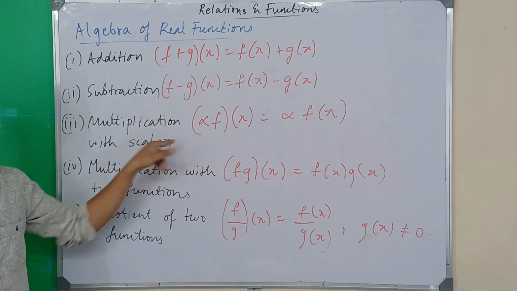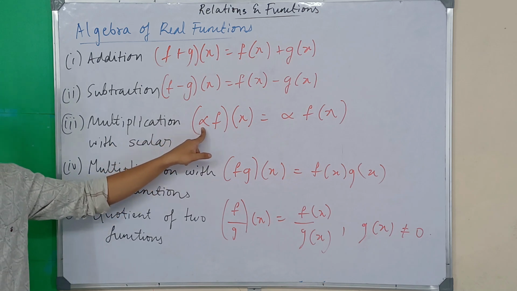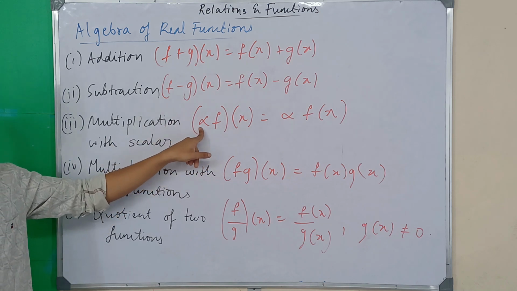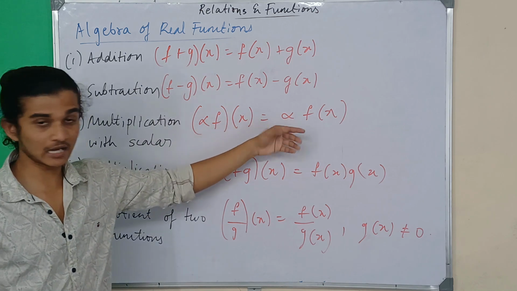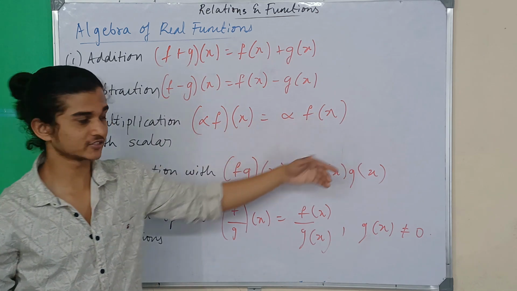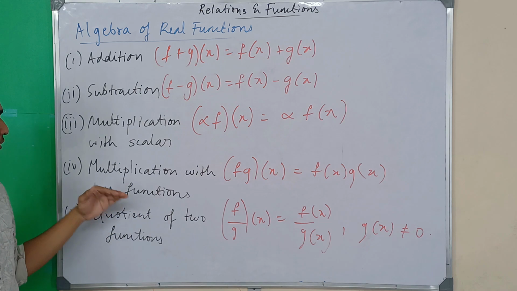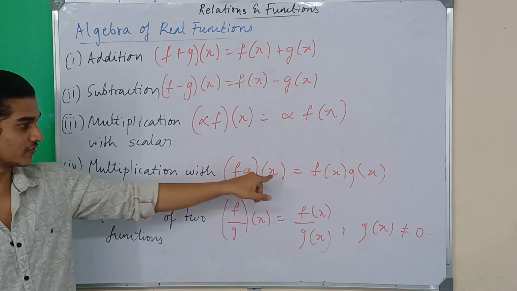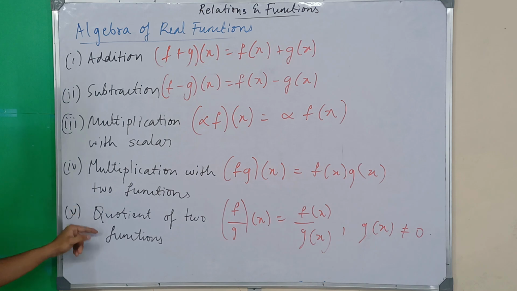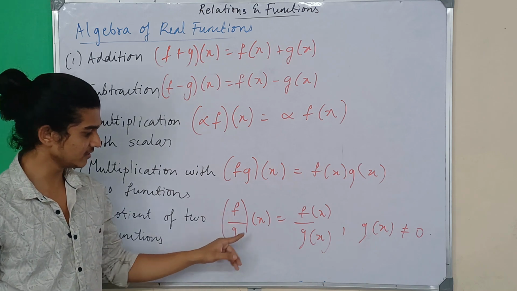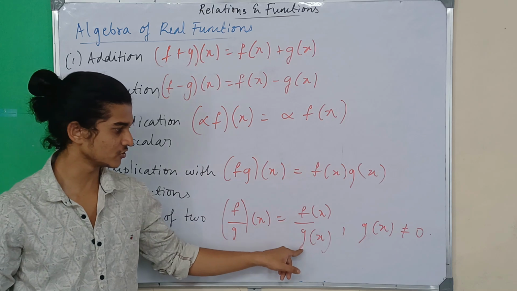Next is multiplication with a scalar. Suppose you have an alpha, where alpha is a real number. If you multiply alpha with f, alpha f of x equals, you can take alpha outside, alpha into f of x. Next, multiplication of two functions: f g of x equal to f of x into g of x. This was the fourth one. Next is the quotient or division of two functions: f by g of x equal to f of x divided by g of x.